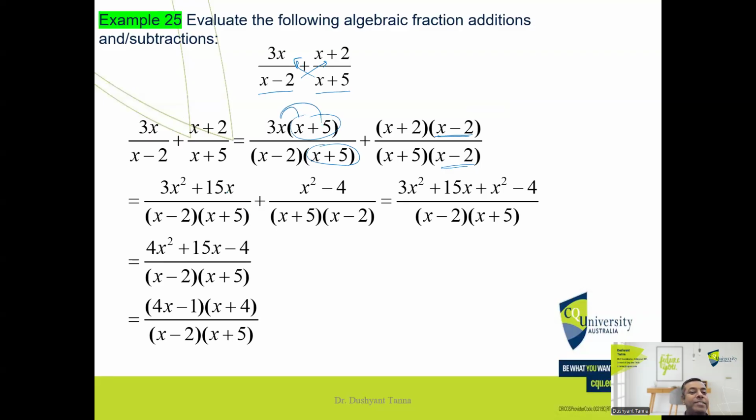3x and x and 5 says 15x, same denominator. x square minus 4, same denominator. Combine them with a plus. So 3x square, 15, is x square and 4. 3x square and x square is 4x square. Everything else as it is. That's the answer. And we can't cancel any of it, so we'll have to leave it the way it is, right?